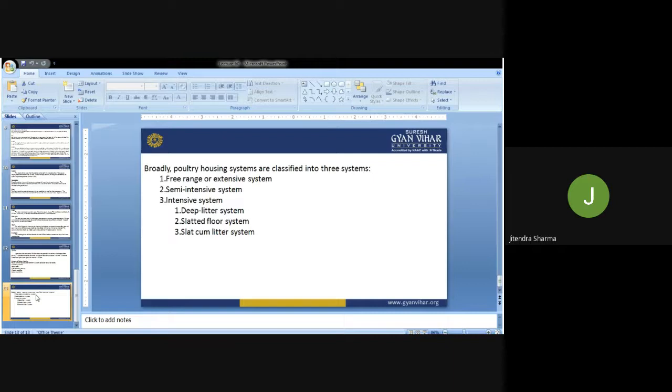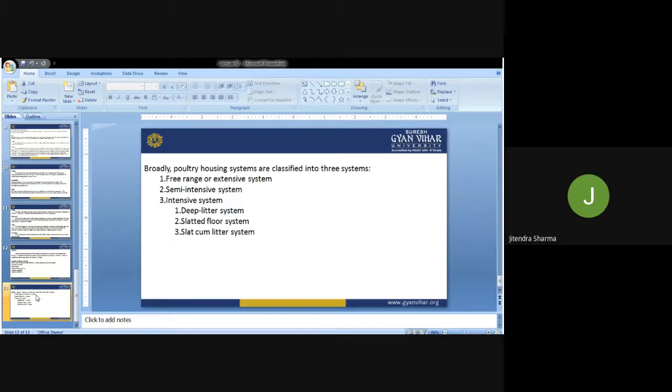Then the slatted floor system is also there, where we keep the birds on bamboo or iron rods arranged simultaneously, on a slatted floor. It means we make a floor above the floor, so that the droppings can go down through the slats. Then in the slat cum litter system, half of the area has slats and the other half has litter. Those are the three types of system we have.